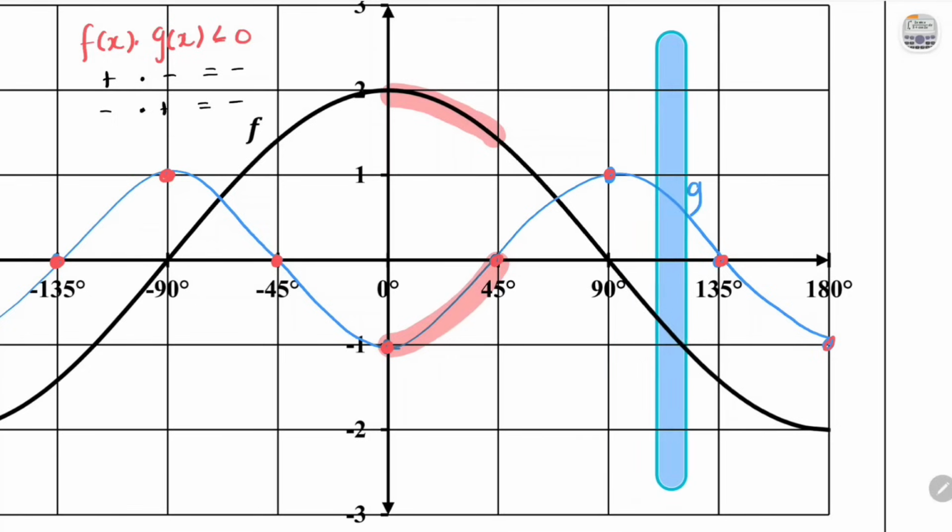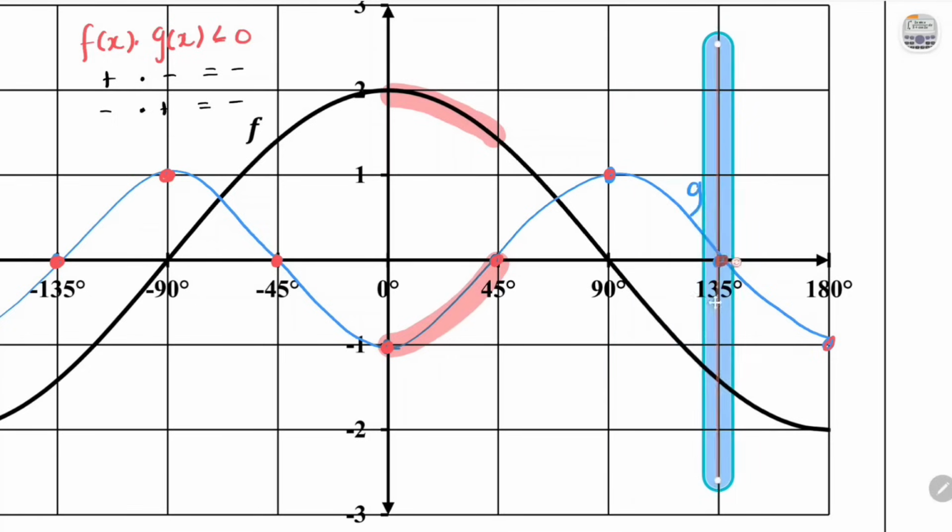And this keeps happening until we get to 135 degrees. At 135 degrees, the graph of g has a y value of 0 and the graph of f has a y value that is negative. And that is still working because 0 is also one of the requirements we're looking for. 0 times a negative, whatever that is, is 0, and we want that, okay? It must be less than or equal to 0. Their products, when we multiply them.